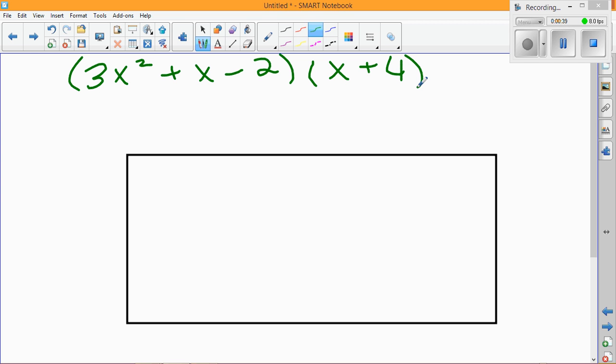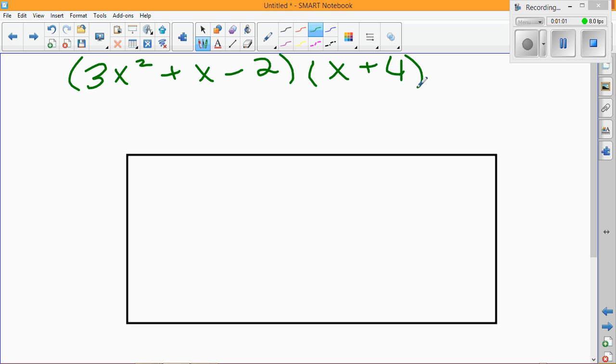Each one has a plus or minus sign separating it. Now, there are two ways to multiply expressions together. And the way that I prefer, because I think it keeps things a little more organized, is the area model. So let's show you what that looks like.